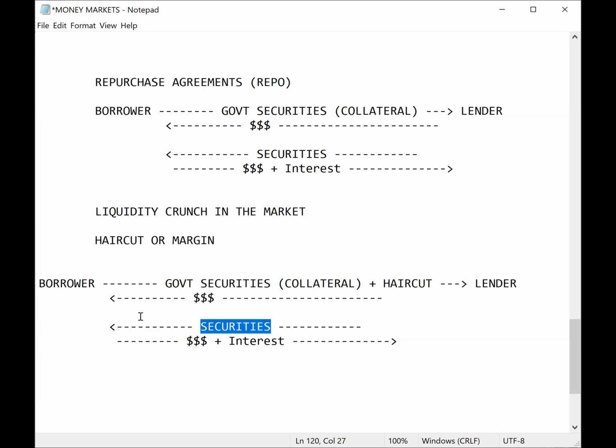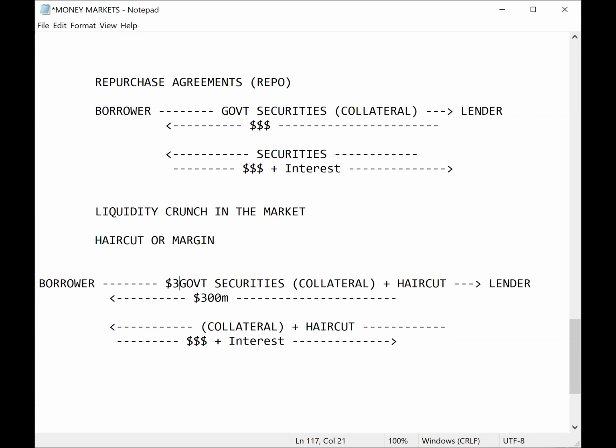So you get it back, but you have to deposit a haircut also. Okay, so what happens is, guys, let's say the borrower wants $300 million. So what would the lender say? Okay, please give us government securities which are currently worth 300 million.